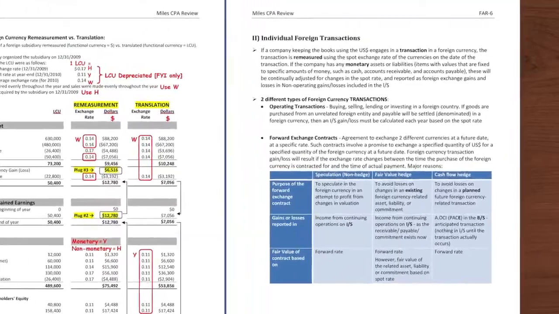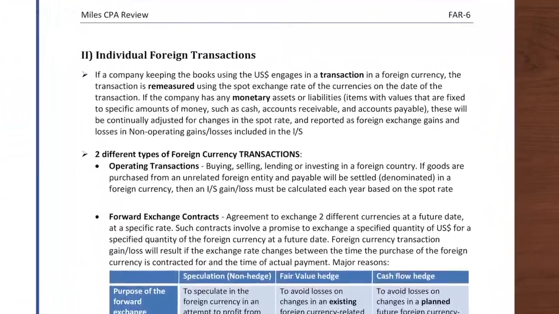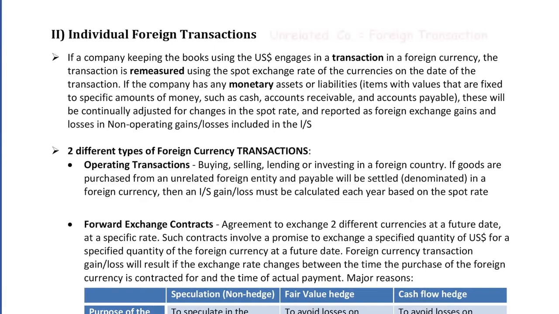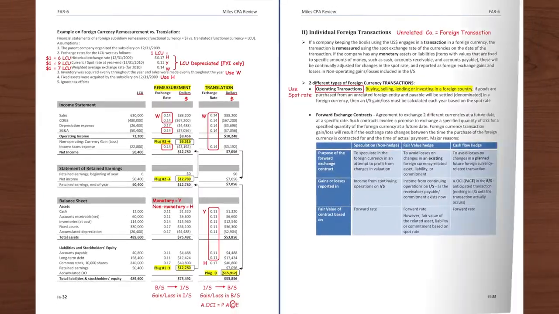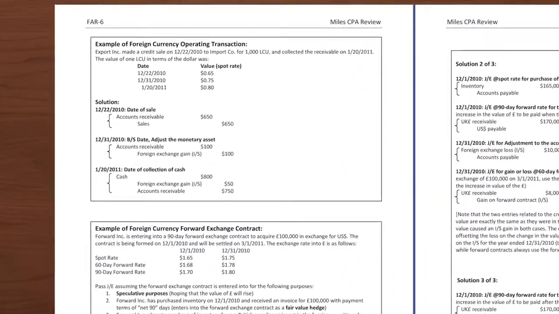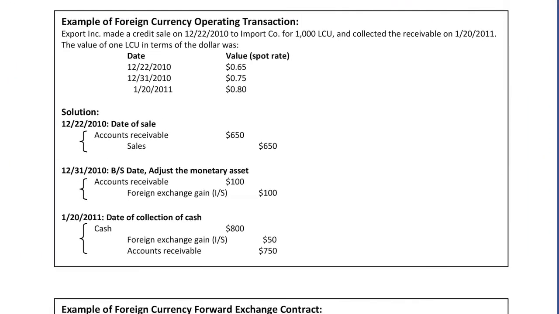On page 33, we're looking at individual foreign currency transactions. So right there, unrelated company equals foreign transaction. First, let's talk about operating transactions. So put a box around operating transactions and highlight buying, selling, lending or investing in a foreign country. On the left, right, use spot rate. Turn to page 34 where we are looking at an example. Put a box around operating transaction.